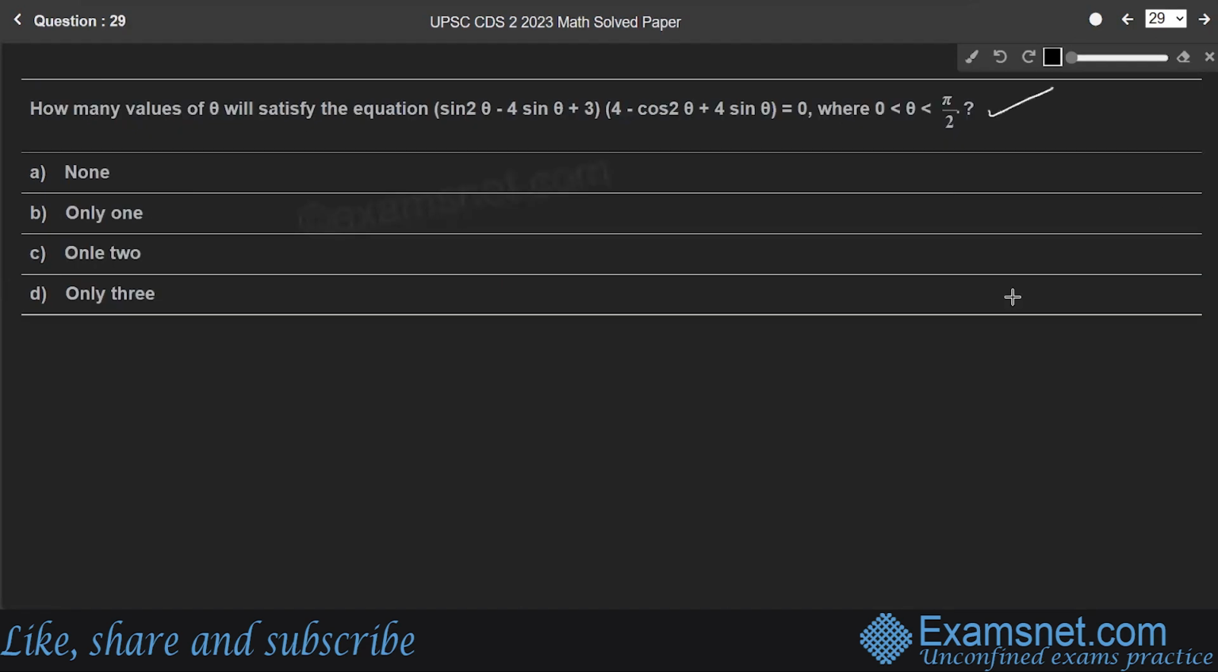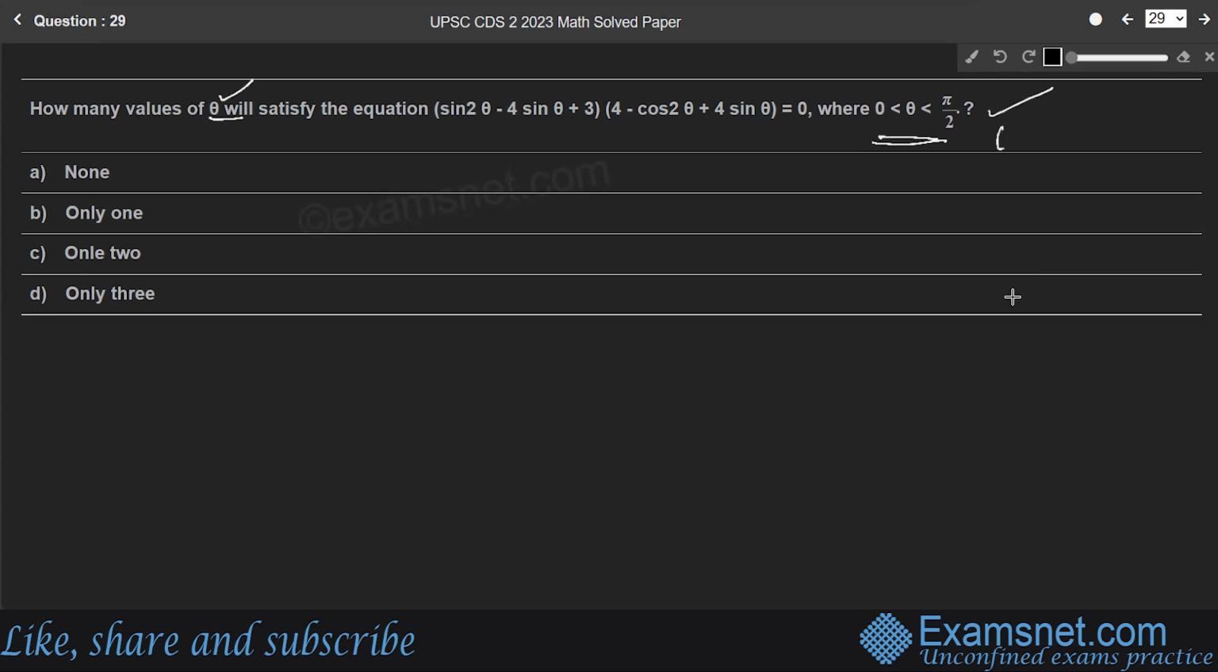Question 29. How many values of theta will satisfy the equation (sin 2θ − 4 sin θ + 3)(4 − cos 2θ + 4 sin θ) = 0? Here, students, we have to take the values of theta from 0 to π/2. Within this range, any value can be taken. So how many values of theta will satisfy the given equation?